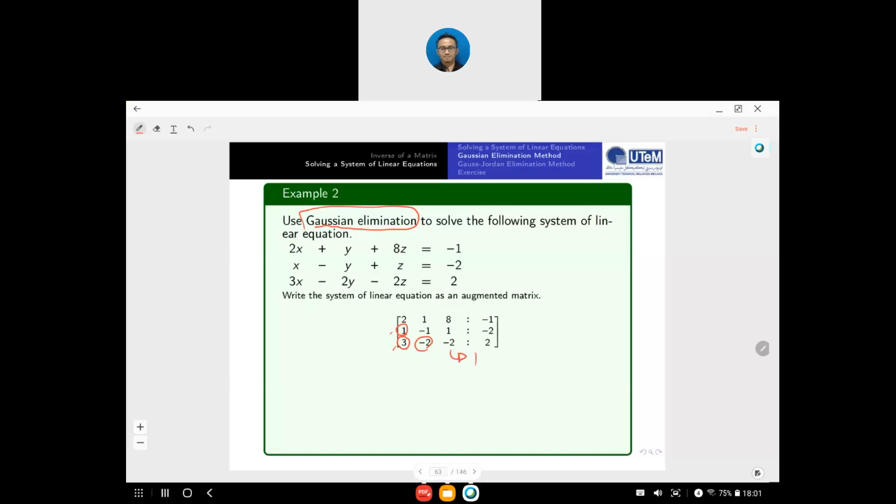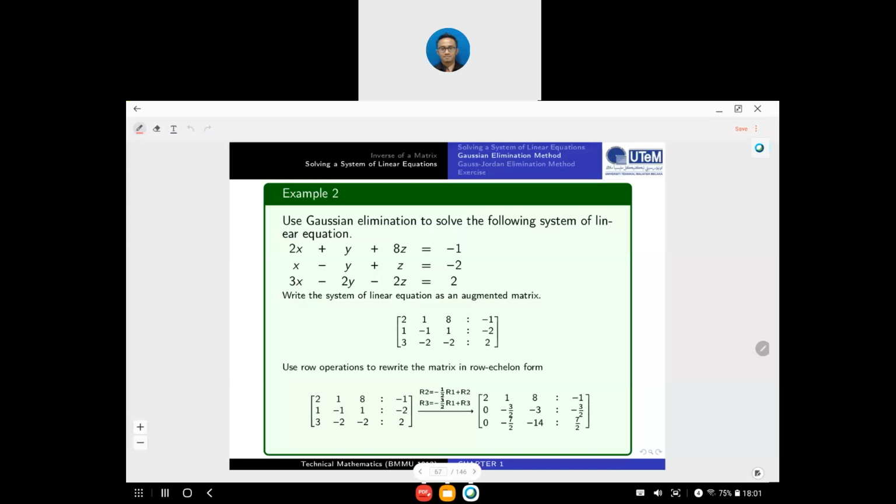We are using row 1. So this one, row 2 equals minus 1 over 2 row 1 plus row 2. Row 3 equals negative 3 over 2 row 1 plus row 3. So you can get this matrix.